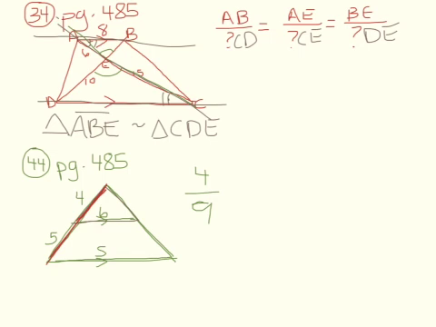And then I also know that 6 would be proportional to S, because those are both the bottom sides of the two triangles. So now just cross multiply and divide. 4S is equal to 54. Divide both sides by 4. And S is equal to 13 1/2.